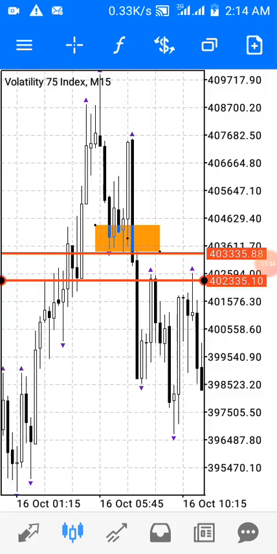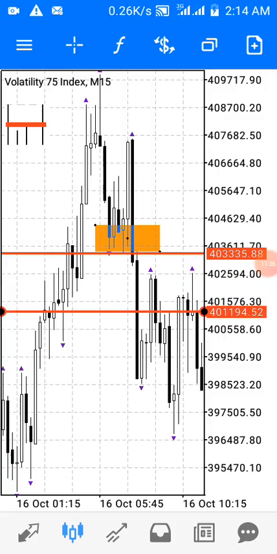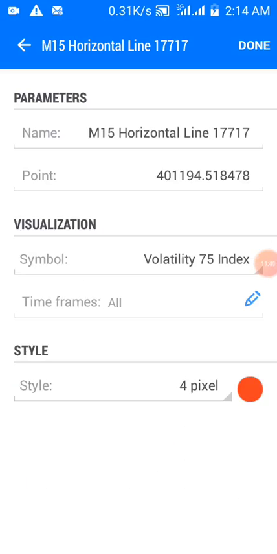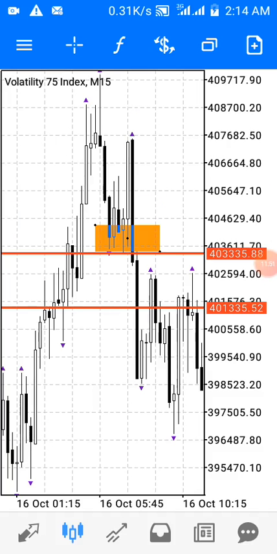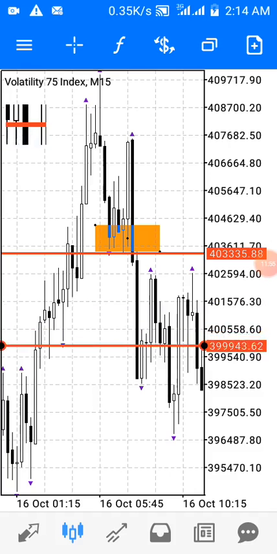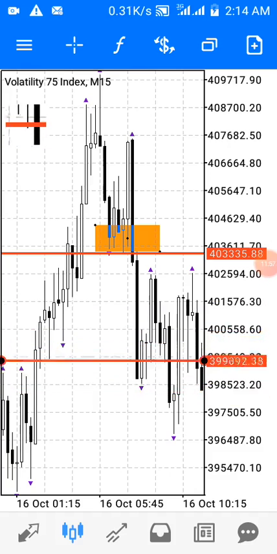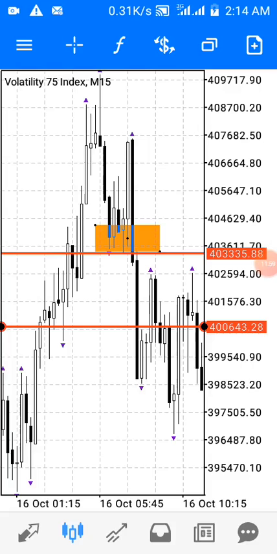I could take profit at 2,000 points below, so that will be 401335. So that's 2,000 points below. And I could take profit at 3,000 points below or 4,000 points below, as whatever my appetite could handle.